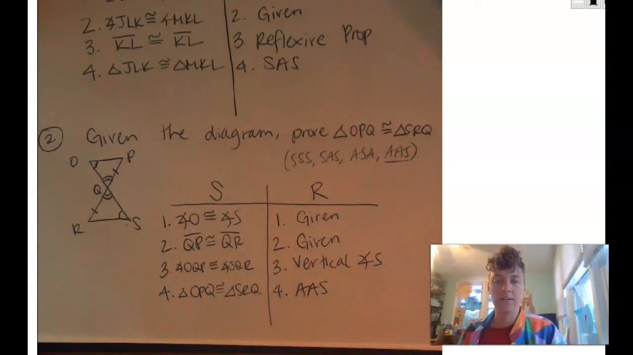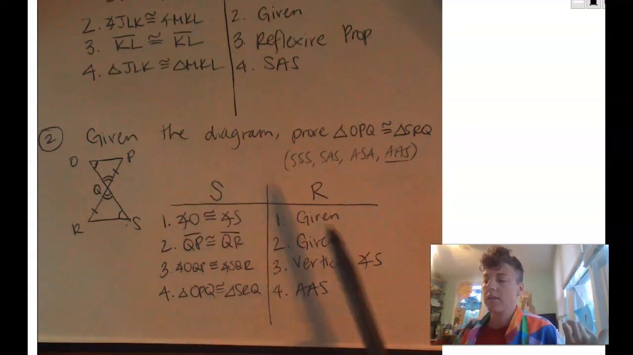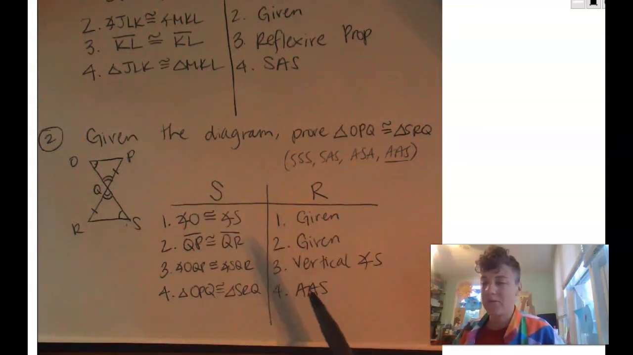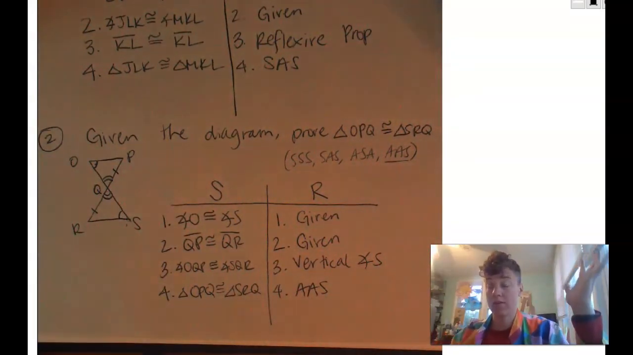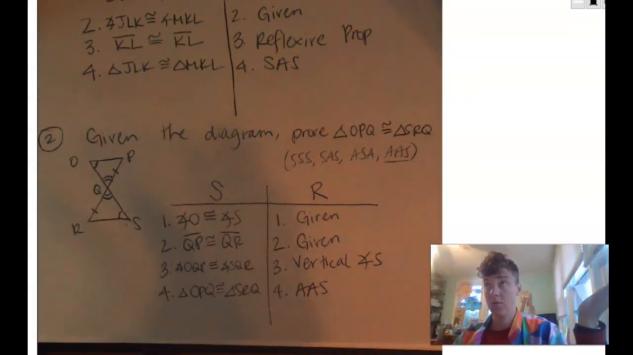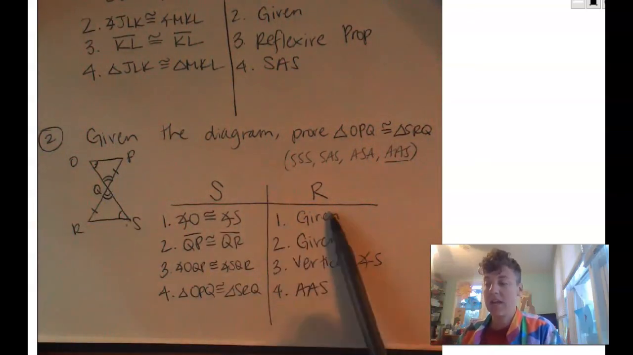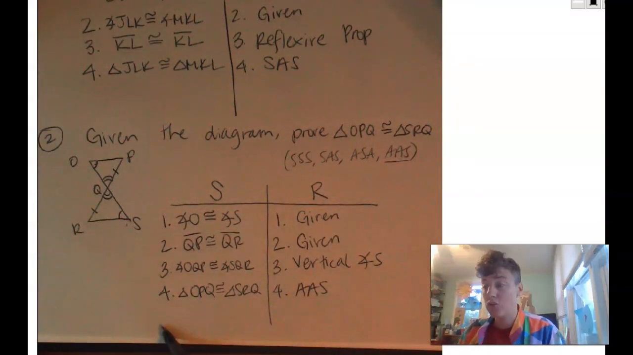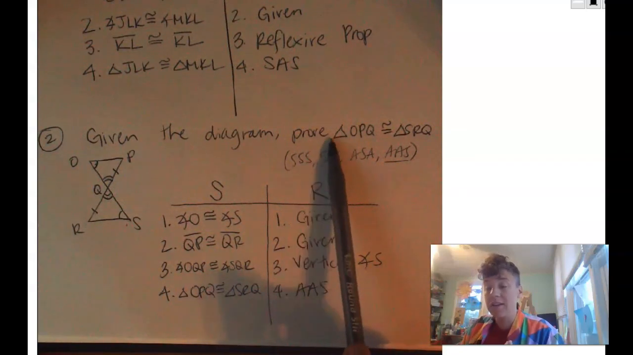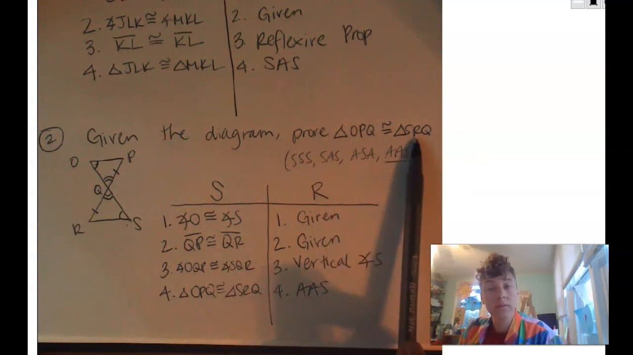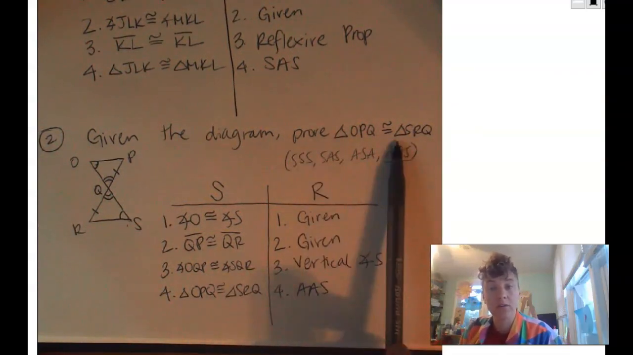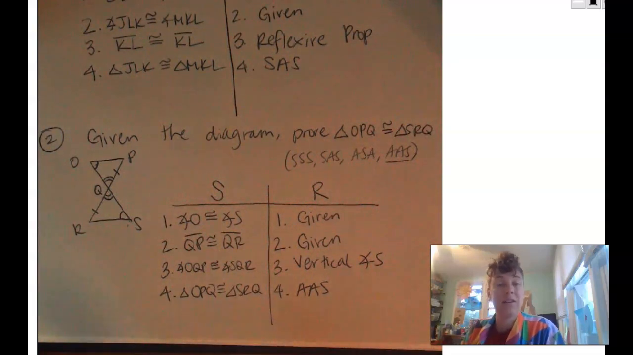All right, cool. If you're getting stuck on this stuff, the very first statement you ever make in a proof needs to be something that's given. You can't start spouting off stuff with no entry point. So you must start off with something that's given. And your very last statement should be the thing that you're trying to prove. Right? Triangle OPQ congruent to triangle SRQ. That needs to be your very last statement.